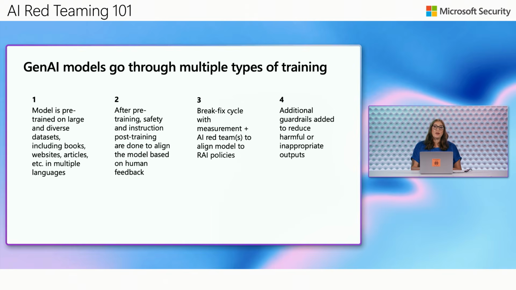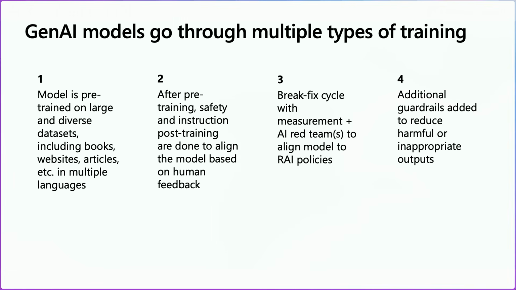Generative AI models go through multiple types of training. Unlike traditional machine learning models, which tend to have one training stage and then be ready to use, generative AI models require many different stages to get to the level of capability that they have. Pre-training is the first stage, and this is the one that takes many months and huge amounts of compute.